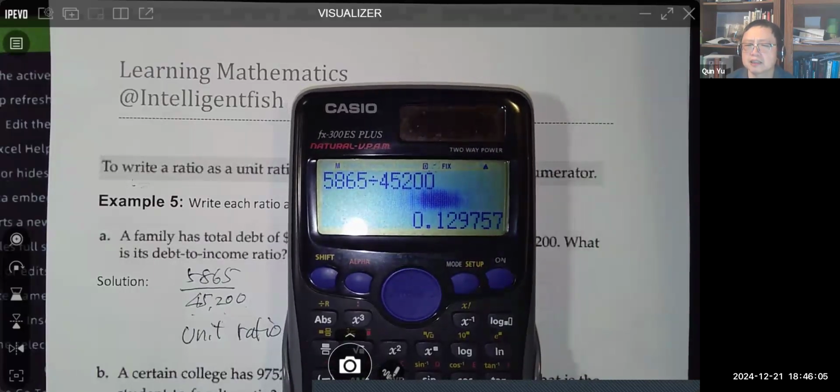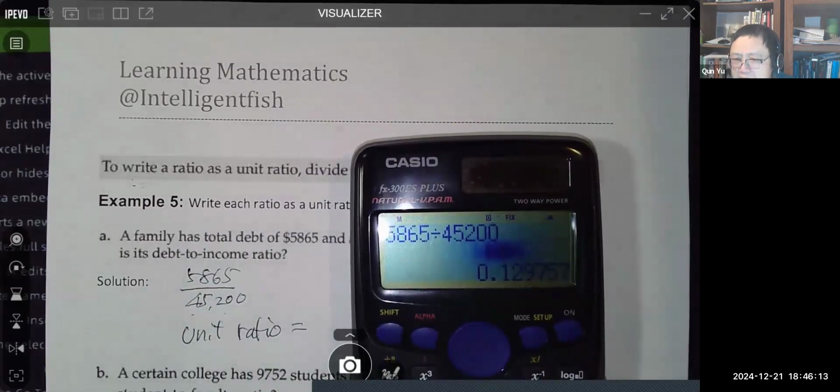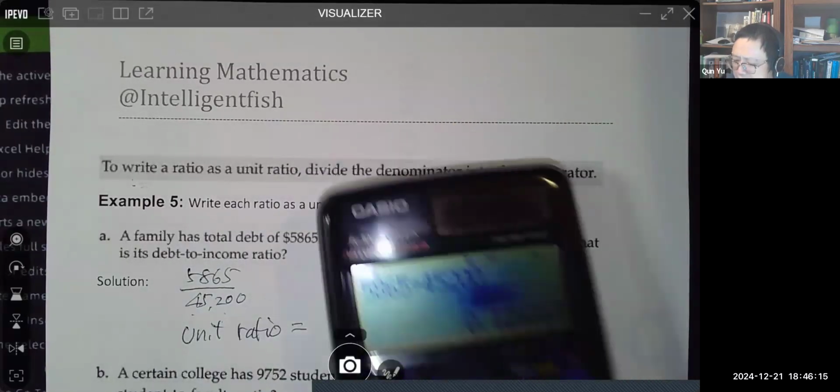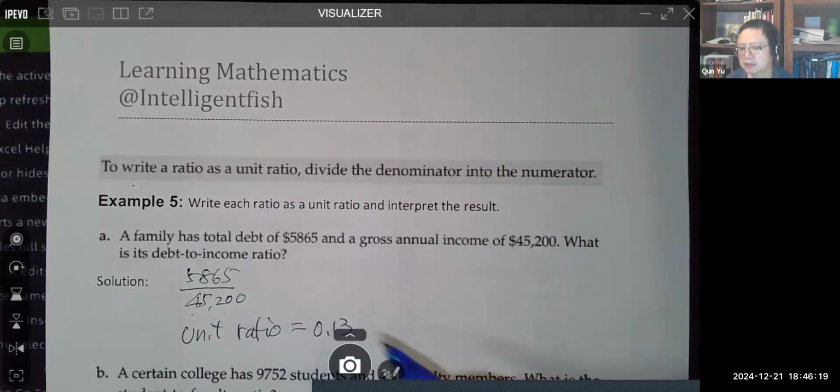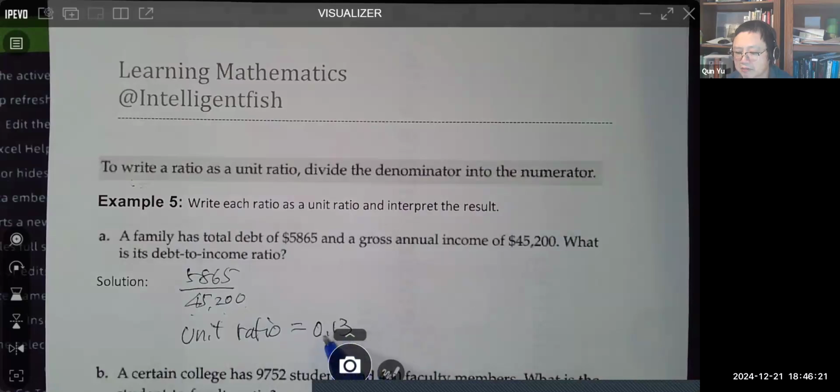0.129. If we round it to cents, because it's money, we round it to 0.13. Let me make sure my numbers are right. 45,200, that's right. So 0.13. So what does this mean? Remember, whatever you get after division, the denominator is 1. This is the income. So for every $1 of income, this family owes 13 cents of debt. So that's the meaning of it.